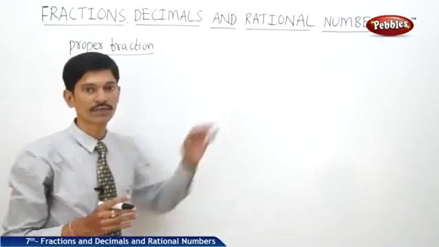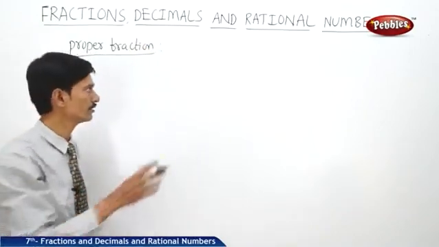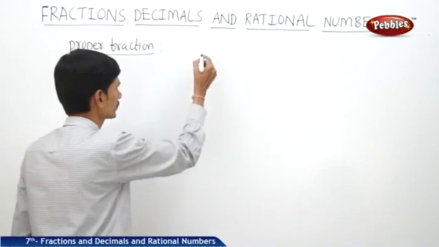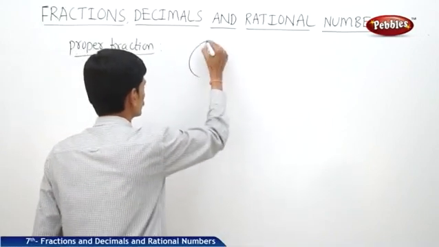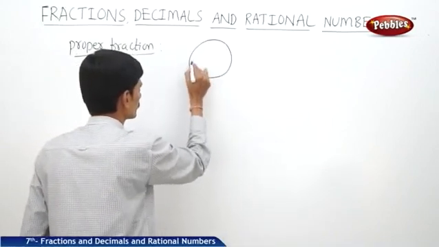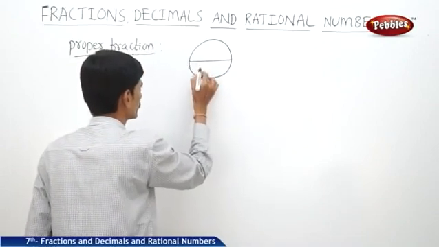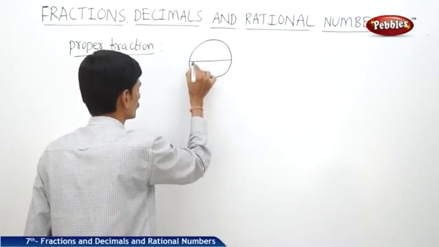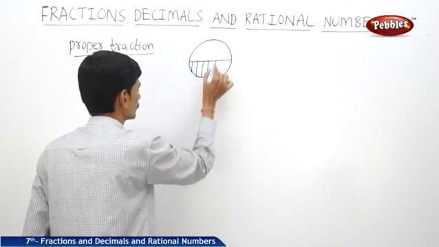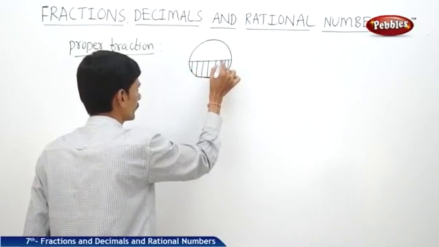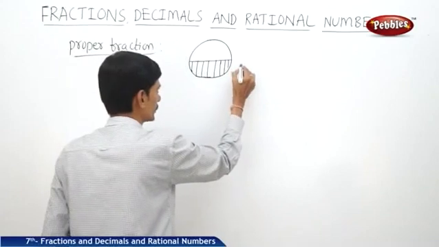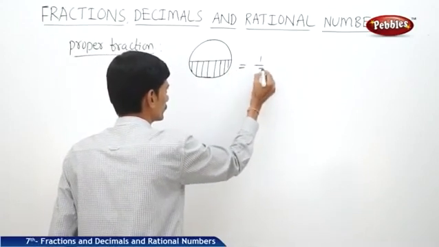A proper fraction is a fraction that represents the part of the whole. For example, if you take a circle, now in this half the circle is shaded. Now out of two equal parts, one part is shaded, so this can be represented by 1 by 2.